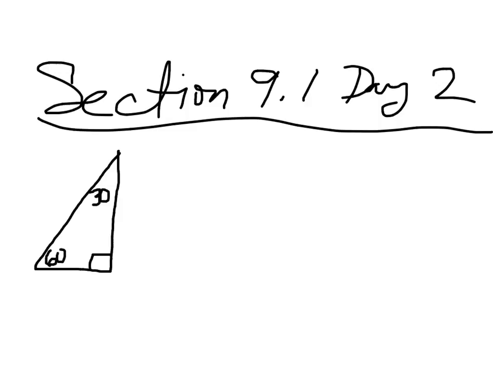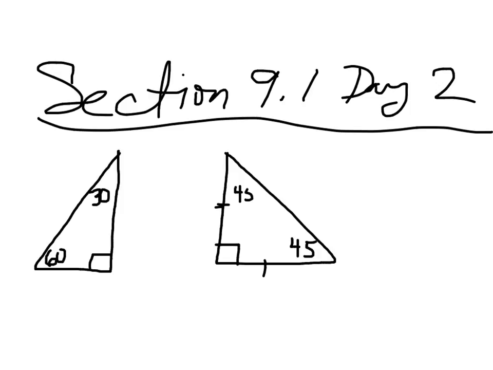What kind of triangle is that? A 30, 60, 90. And what kind of triangle is this one? A 45, 45, 90. What's so special about a 45, 45, 90? Huh? It's an equilateral. Not equilateral. Equilateral would be all sides the same. Okay, the other one, isosceles. Good.